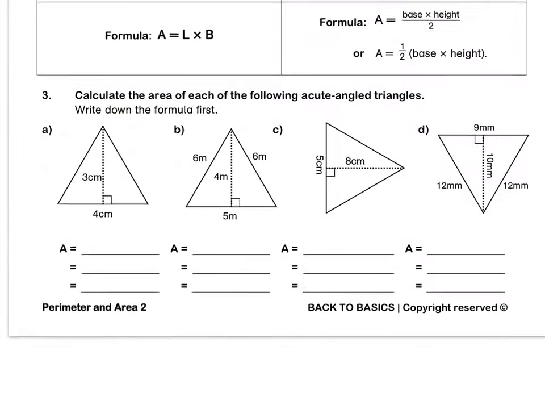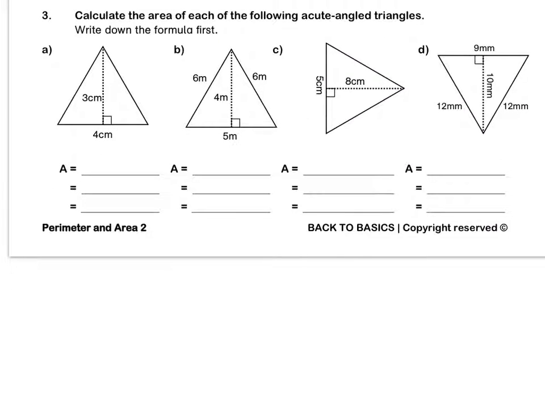Let's look at 3. Calculate the area of each of the following acute angle triangles. A, the area is a half of its base times its height. Now this is its base and the height is 3 centimeters inside the triangle. So it's a half of 4 times 3, which is 12, which gives us a total of 6 centimeters squared.